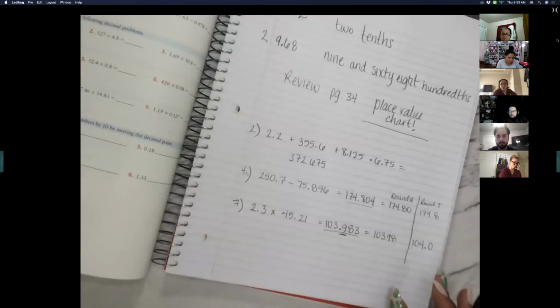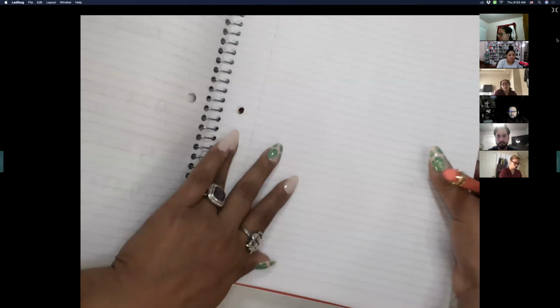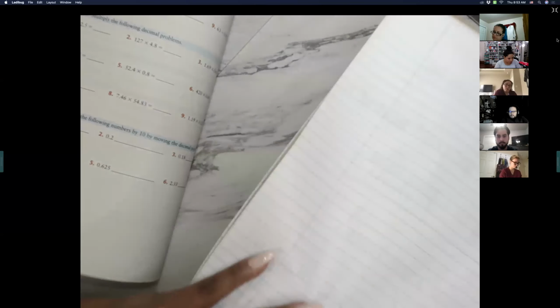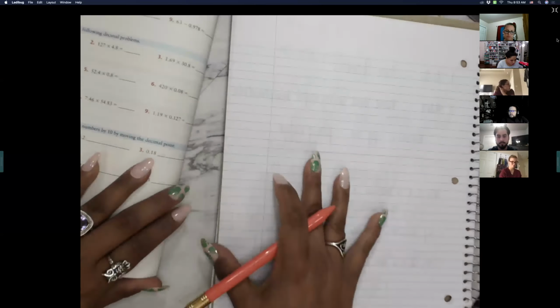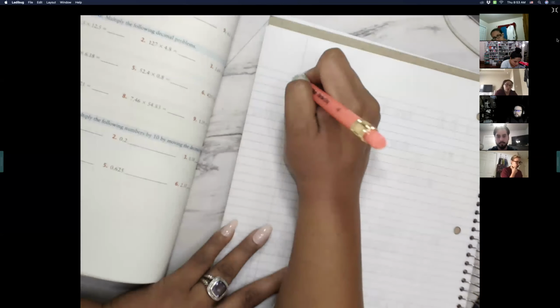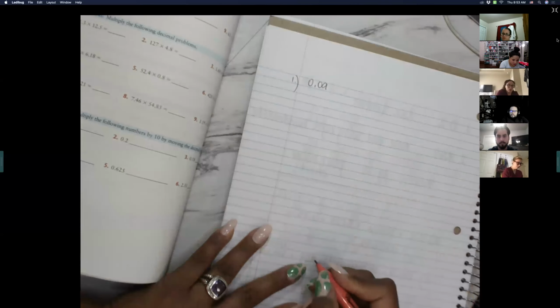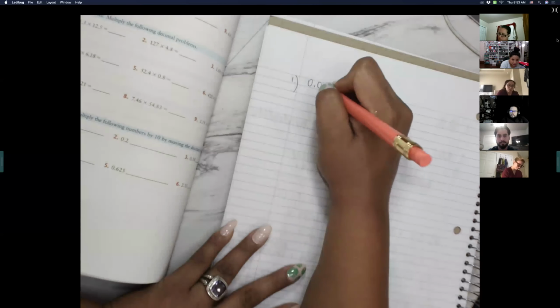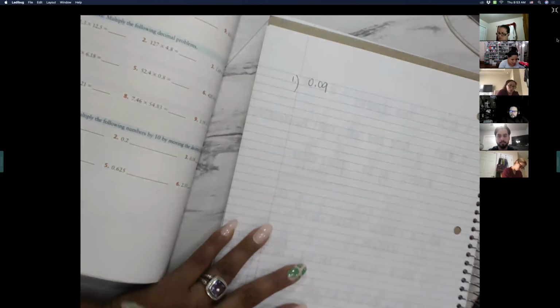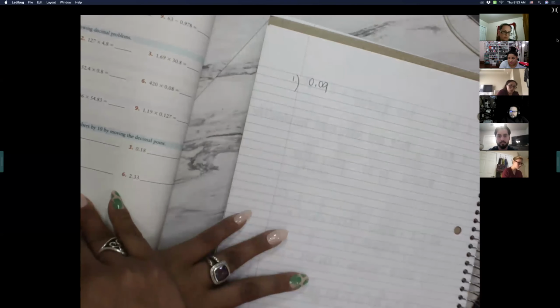Okay, let's go on to the next section of this chapter. The next section is asking us to take numbers that we have as decimals, so 0.09, and multiply by 10.